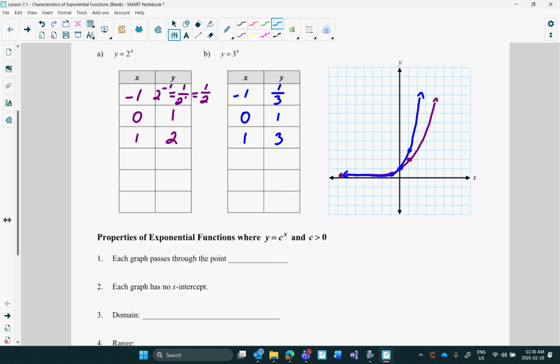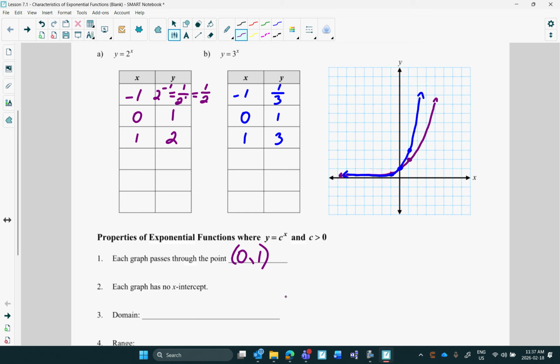No matter what number I put in for the base, 2, 3, 4, 5, 6, there'll always be the same point on all of them. What will that point be? 0, 1, right? Because it doesn't matter what the base is, as soon as you raise it to the 0, it's 1. So each graph, no matter what C is, as long as it's bigger than 0, will contain 0, 1.